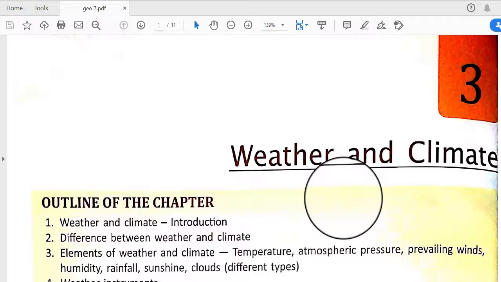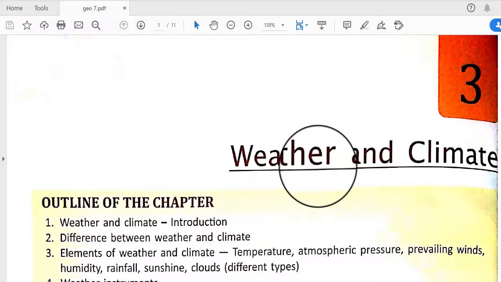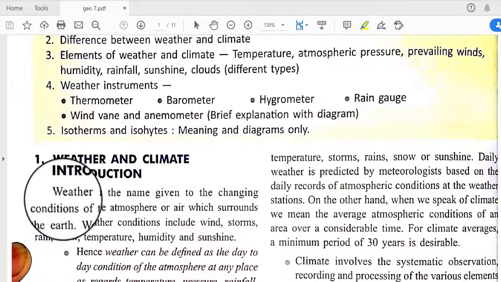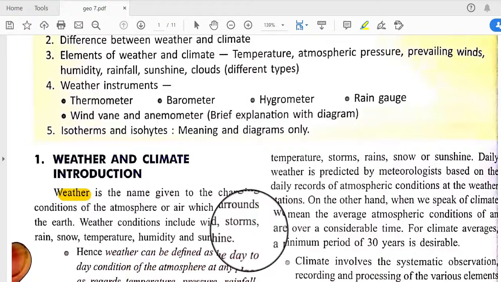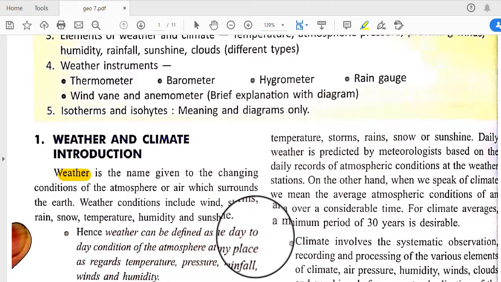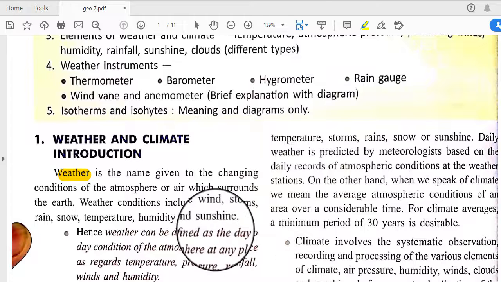Today we will discuss one geography topic, weather and climate. Weather is the name given to the changing conditions of the atmosphere, or the air which surrounds the earth. Atmospheric conditions do not stay the same. Weather conditions include winds, storms, rain, snow, temperature, humidity and sunshine. All these atmospheric phenomena come under weather.